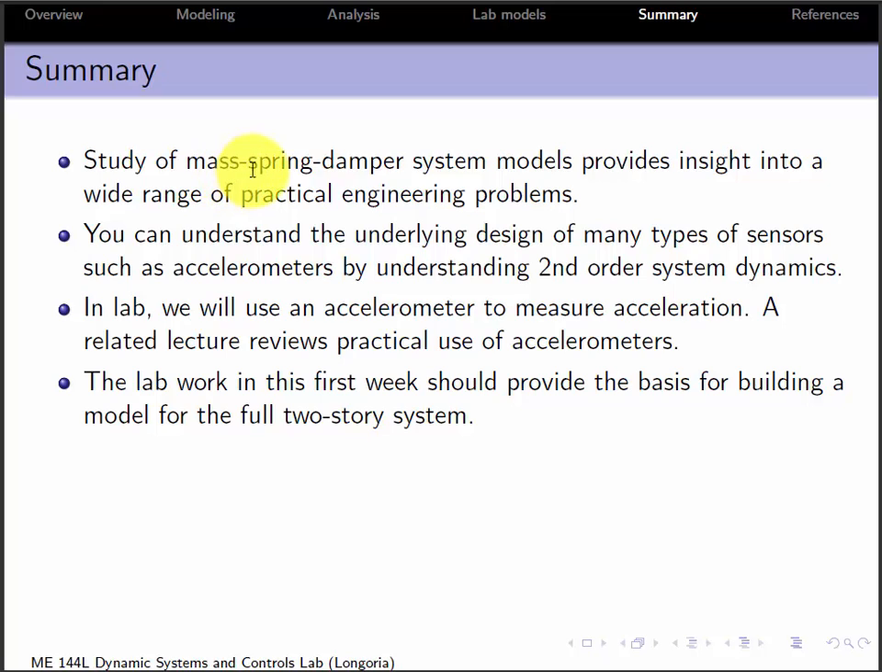So we discussed some mass spring damper system models to provide insight into how these can be used to understand how many practical vibration problems are studied using those models. These are models that also can be used to understand accelerometers. In lab, we're going to use an accelerometer to measure acceleration, and I'll talk about that in a short related lecture video. And when you estimate your parameters for your system this first week, those are going to be used in a second week to study the full two-story system, and we'll talk about that in an upcoming lecture.